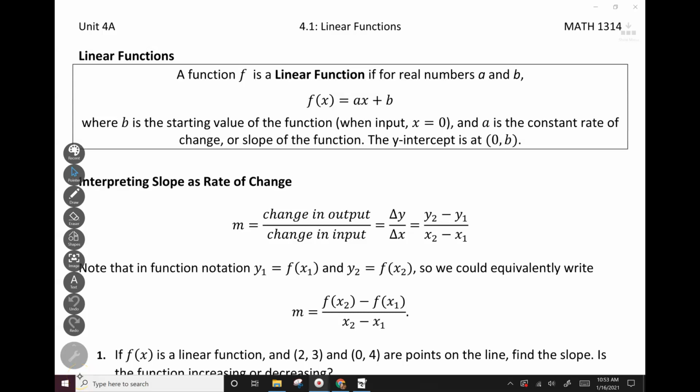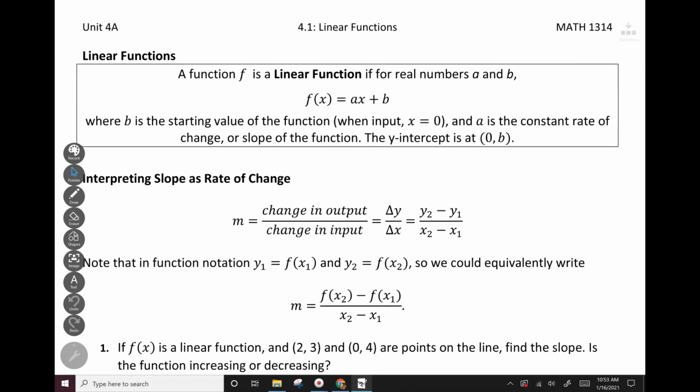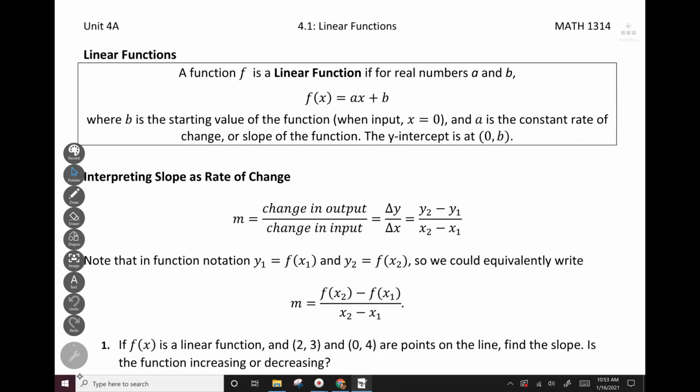Hey guys, this is 4.1 part 1. We are starting unit 4 and we're talking about linear functions in this video.